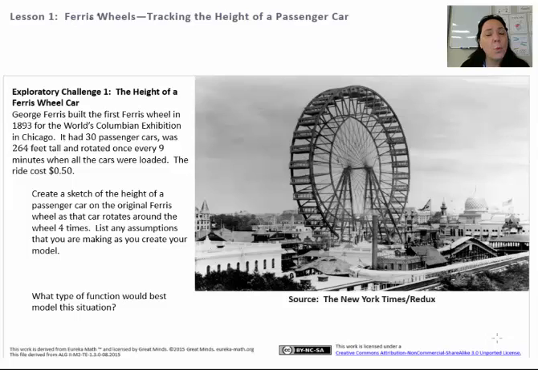We considered what the height of a car might look like if we tracked it against its angle from the center of the Ferris wheel. In our initial exploration, you weren't asked to start in any particular place, just to consider what it might look like if you tracked the height of a car as it went around the Ferris wheel versus the angle that the car was at from the center of the Ferris wheel. So go ahead and make a sketch about what you think that might look like. Go ahead. I'll wait.